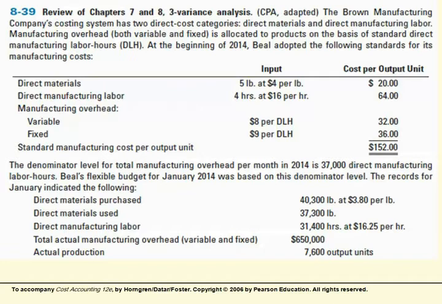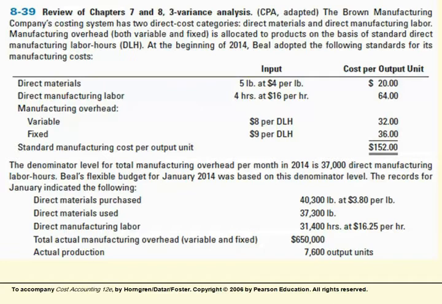The Brown Manufacturing Company's costing system has two direct cost categories, direct materials and direct manufacturing labor. Manufacturing overhead, both variable and fixed, is allocated to products on the basis of standard direct manufacturing labor hours. At the beginning of 2014, the company adopted the following standards for its manufacturing costs.